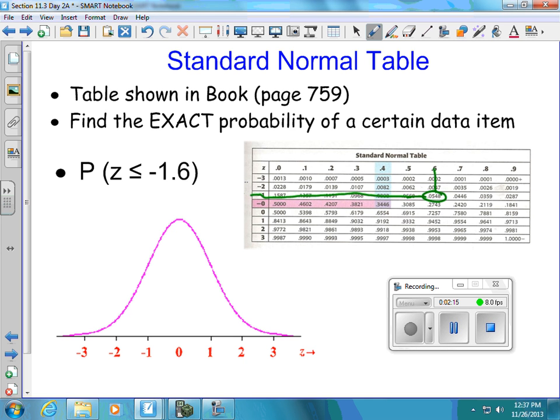So negative 1.6, the probability of that is 0.0548, or 5.48%. Okay? And that makes sense because that's almost 2 standard deviations away from the mean to the left. So for less than that, negative 1.6, it's going to be just this little tail section over here. That's what we're doing. Okay?